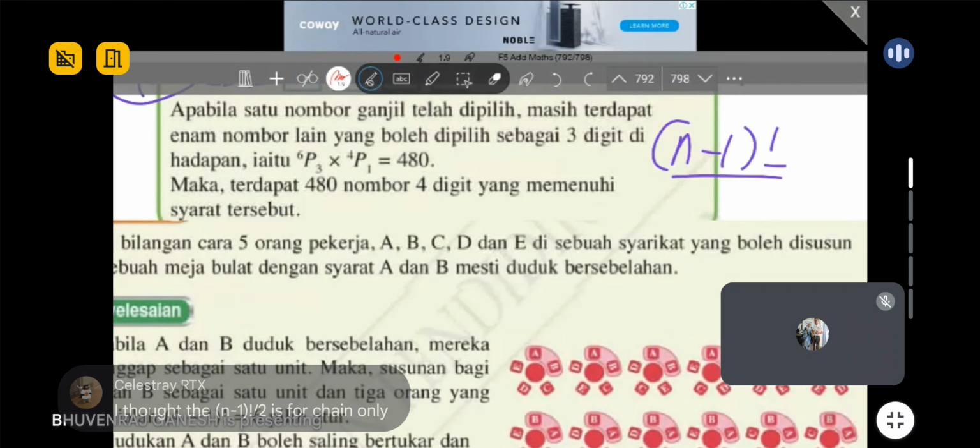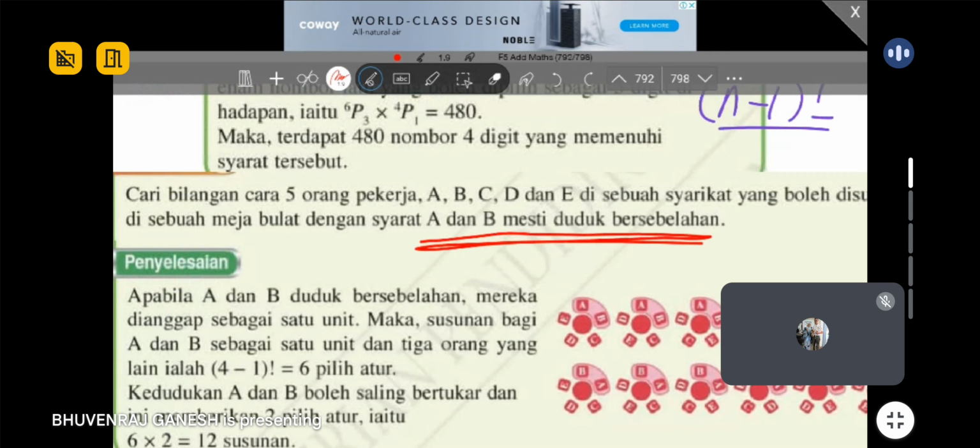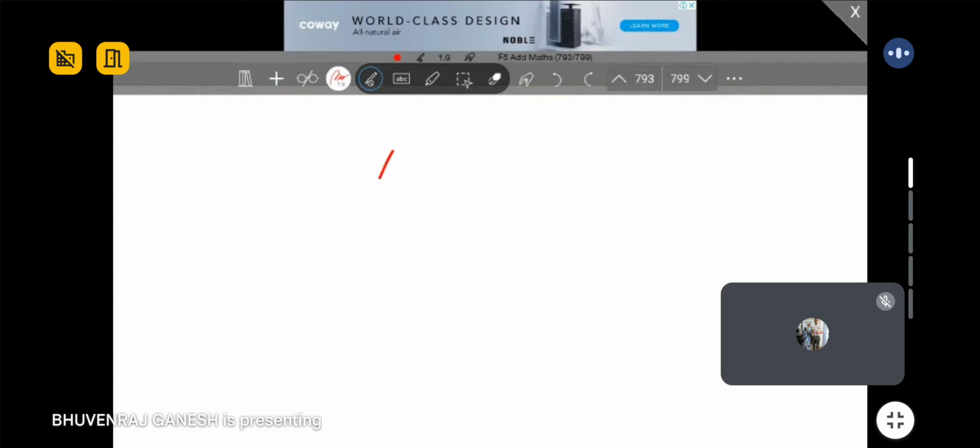Okay guys, take note. Divide 2 is when the arah is not important. Yes, divide 2 actually originally is chain. Oh, the times 2 part. Okay. Can you see this part? A dan B mesti duduk bersebelahan. So can you try to imagine and see? Okay, maybe I draw on a separate page for you. I draw a circle for you. Okay, A, B, C, D, E.